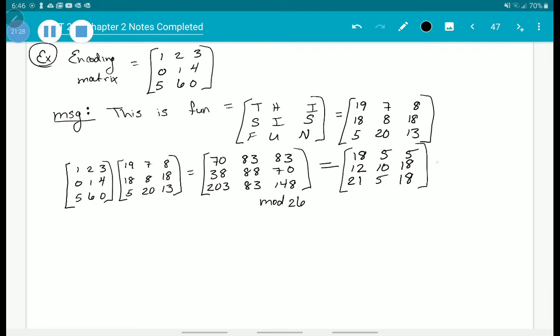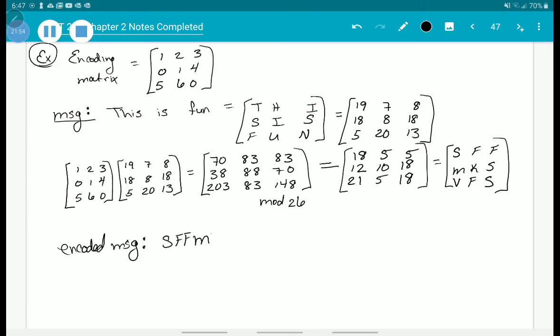And now we need to turn it back into letters. So our encoded message is the nonsense that. So think about if you're on the receiving end of that. If you're on the receiving end of that and you get that, you're going to have no idea what that means.